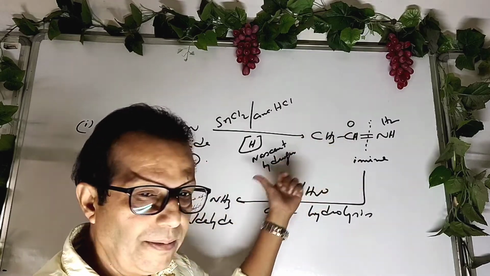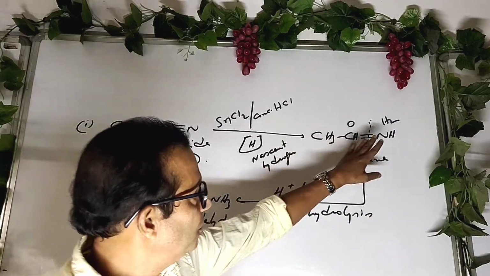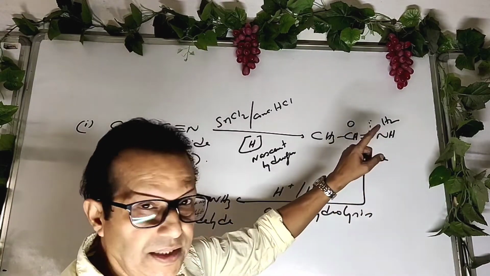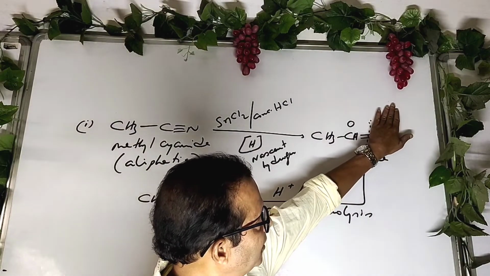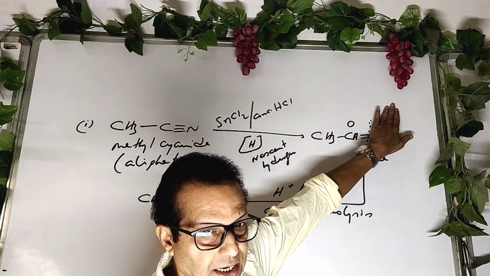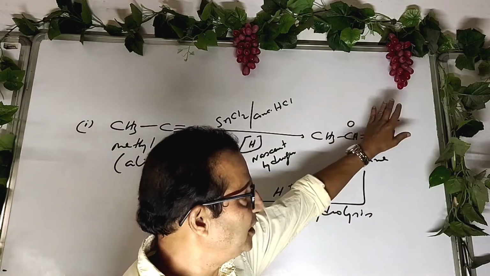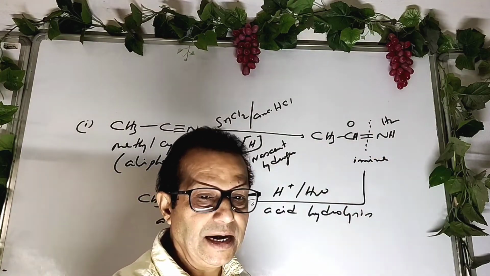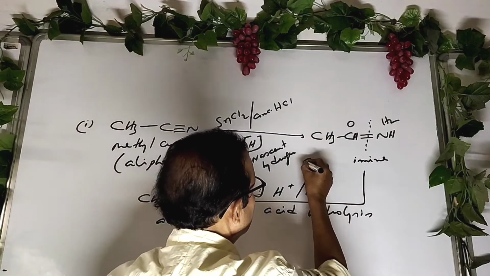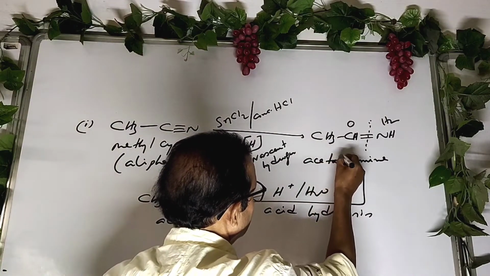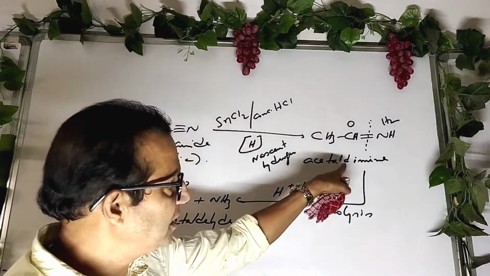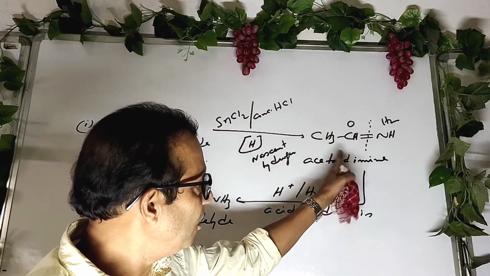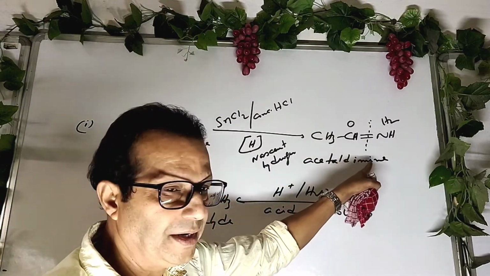How to write the name of the imine? Imine is the derivative of aldehyde. So to name imine, listen to the technique. Just cover it. So you see this is acetaldehyde. A 2 carbon atom aldehyde is called acetaldehyde. So this is the imine of acetaldehyde and it is called acetaldimine. Imine of acetaldehyde, acetaldimine.